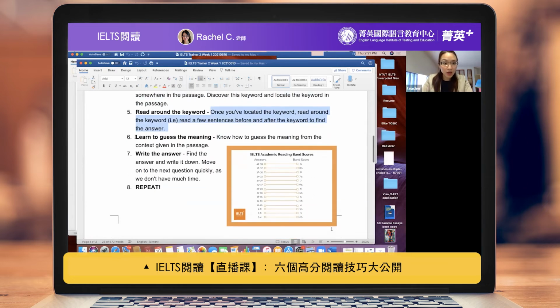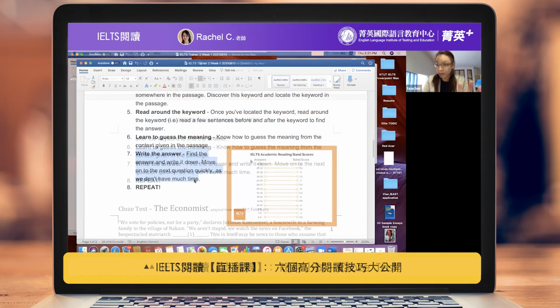Number 6 is to learn to guess the meaning. Know how to guess the meaning from the context given in the passage. When you read certain words that are paraphrasing, synonyms, or antonyms, you have to ring the bell in your mind, say ding dong, that's the word, or that's the place where I should look for the answers. Number 7 is to write the answers, so I wouldn't put too much stress on this part. Find the answers and write them down. Make sure you did not misspell them.